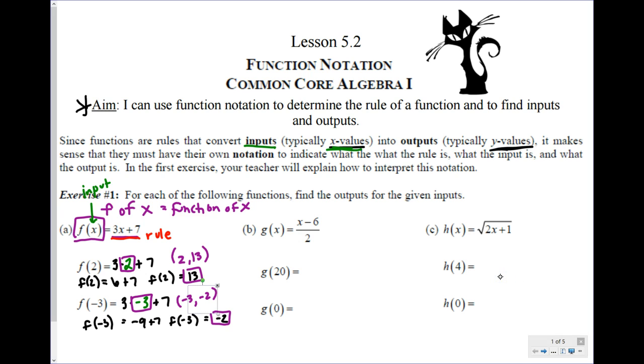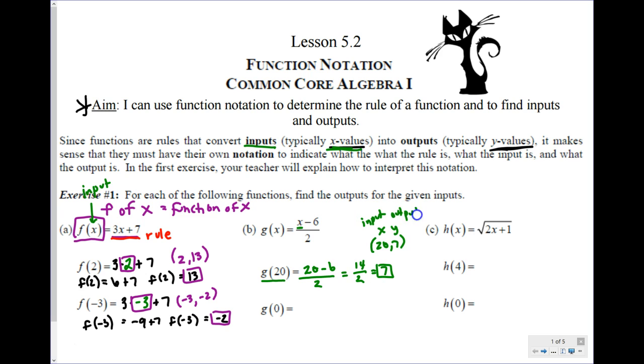So letter B, g of x equals x minus 6 over 2. The first one, g of 20, wants me to plug in 20 for x. So instead of an x here, I'm going to say 20 minus 6 over 2. 20 minus 6 is 14, and 14 over 2 equals 7. So g of 20 equals 7. I could write that as the coordinate 20, 7. It's my x value, this is my y. It's my input and my output.